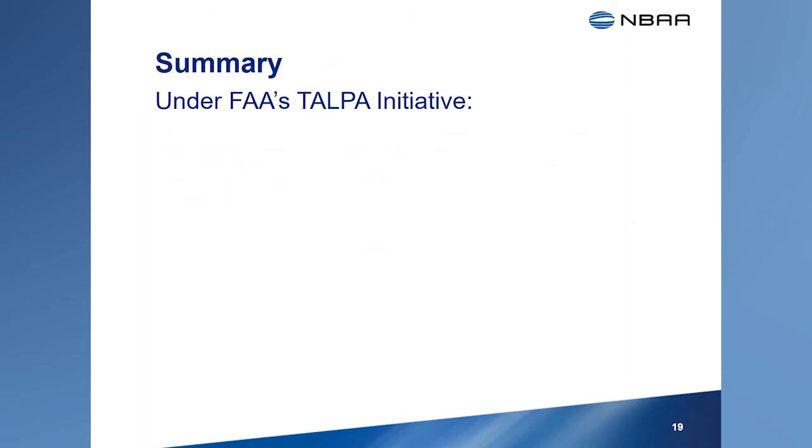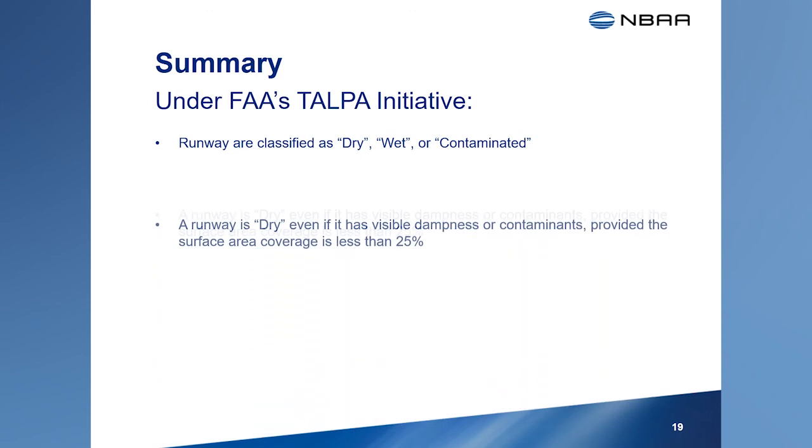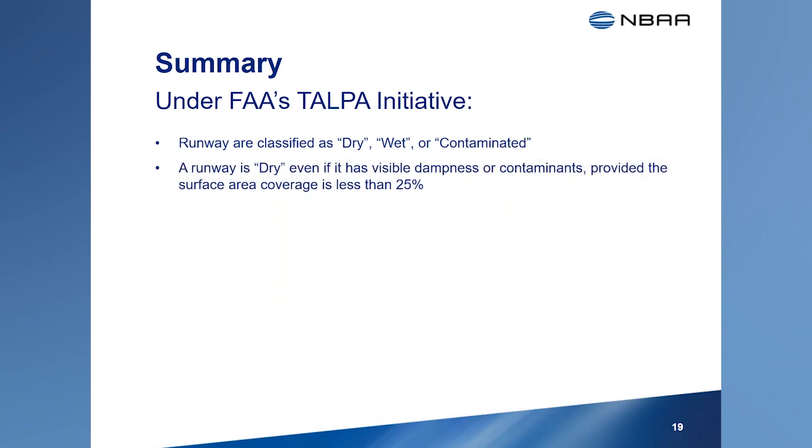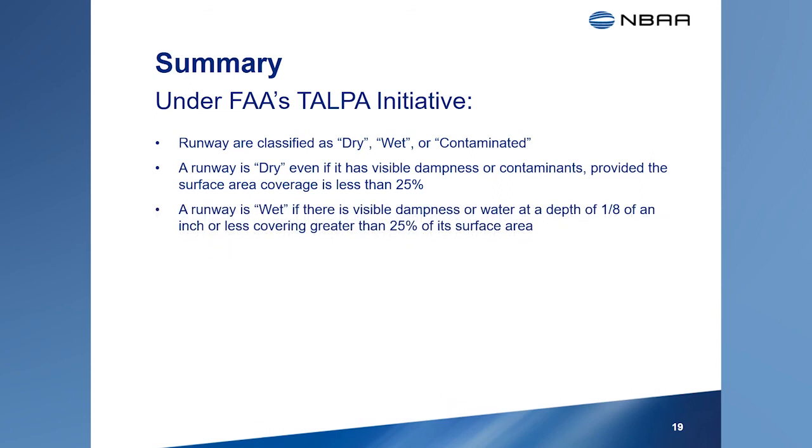Let's review. Under the TALPA initiative, there are 3 types of runway conditions: dry, wet, or contaminated. You might see dampness or contaminants on a dry runway, but to be classified as dry, they can't affect more than 25% of the total runway area. A wet runway is visibly damp, or it could have water at a depth of 1/8 of an inch or less, covering more than 25% of the surface area.